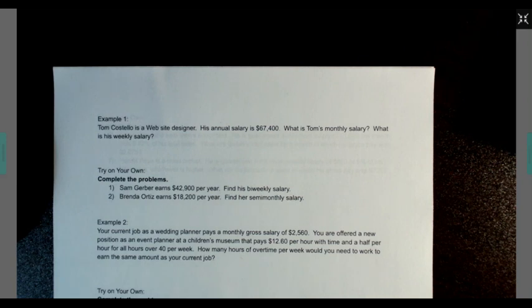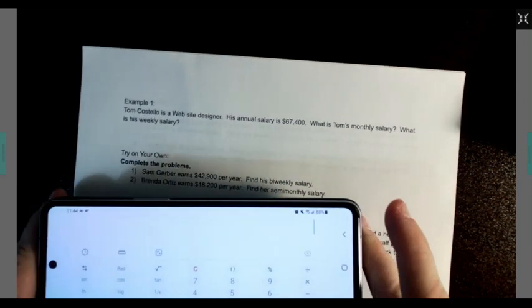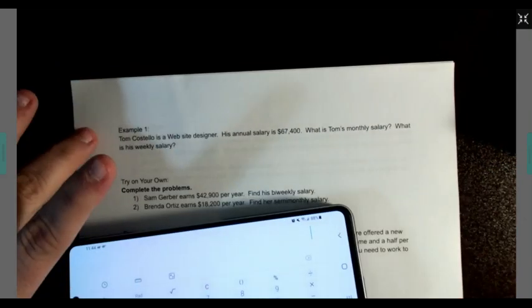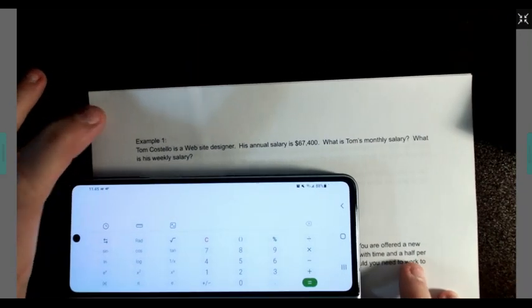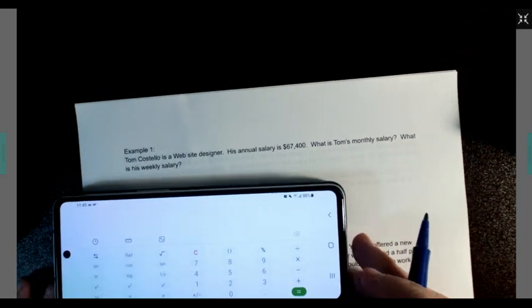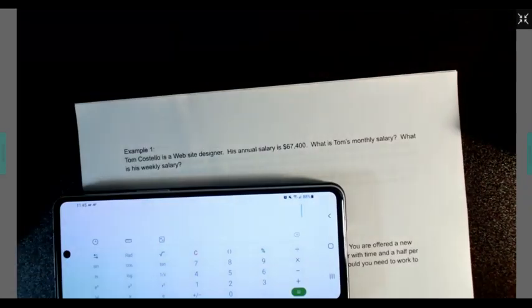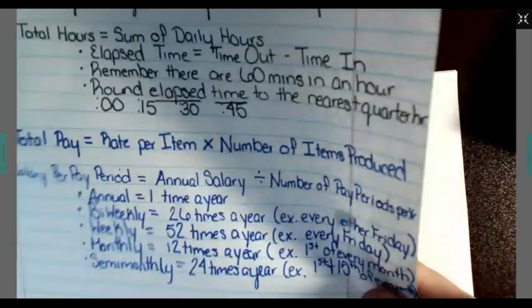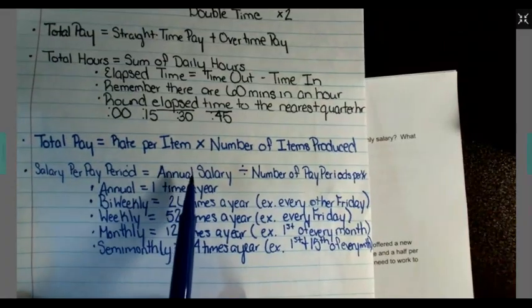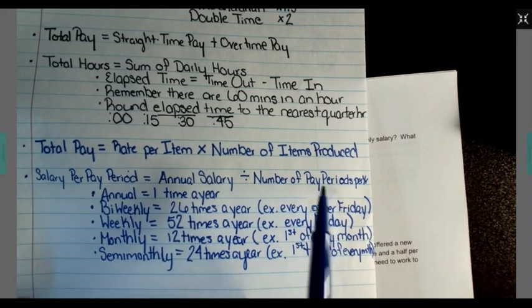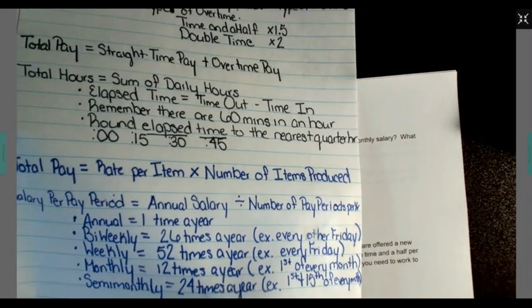Now, I forgot to bring home my calculator, so I'm going to have to use my phone, but it should do the same math that I need here. So let's take a look. If I want to find my salary pay, I'm going to use my equation here. I'm going to do my annual salary, and I'm going to divide by the number of pay periods.